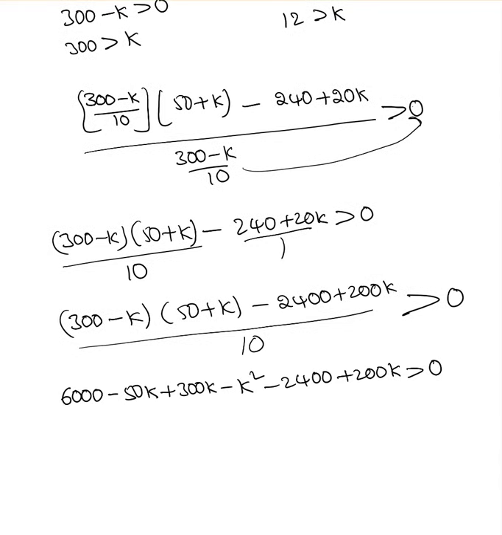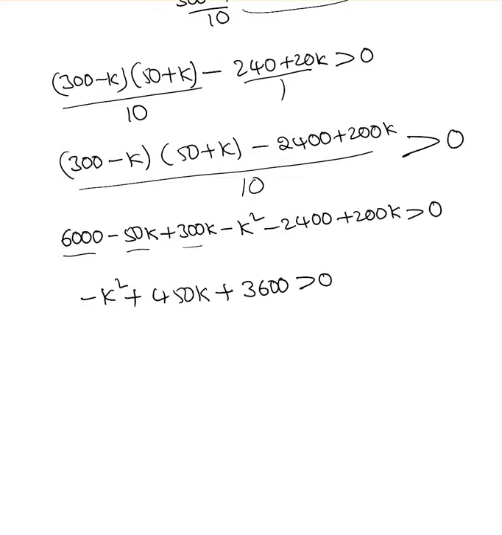So when I multiply this, 300 times 50, 6,000 minus 50k plus 300k minus k square minus 2400 plus 200k must be greater than 0. So I have minus 50 plus 300 plus 200, so minus k square plus 450k plus 3600 must be greater than 0.